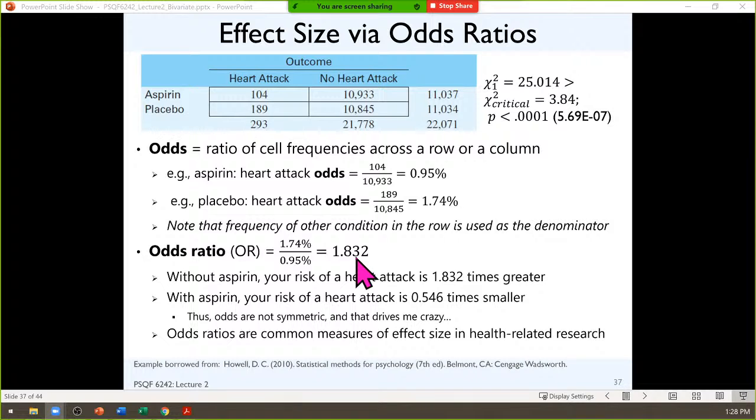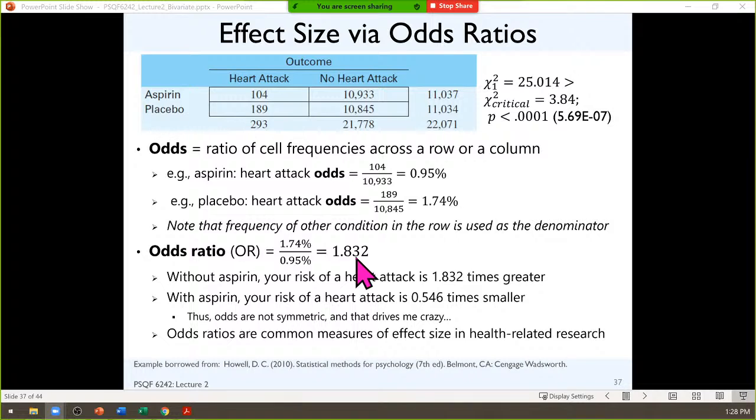I'm going to be honest with you, odds ratios are really super common. I hate them. I hate them with the fire of 1,000 suns. Do you know why I hate them? Because they're a screwy metric.